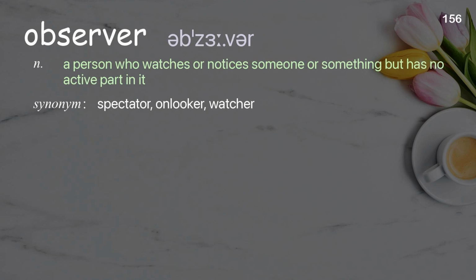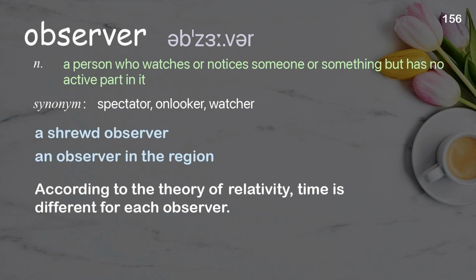Observer. A person who watches or notices someone or something, but has no active part in it. Examples: a shrewd observer, an observer in the region. According to the theory of relativity, time is different for each observer.